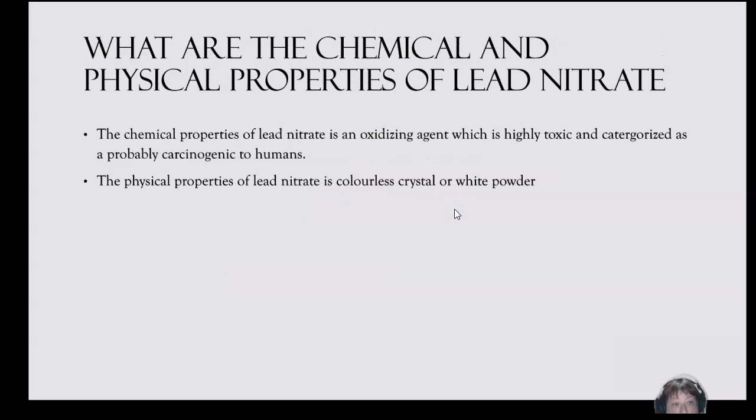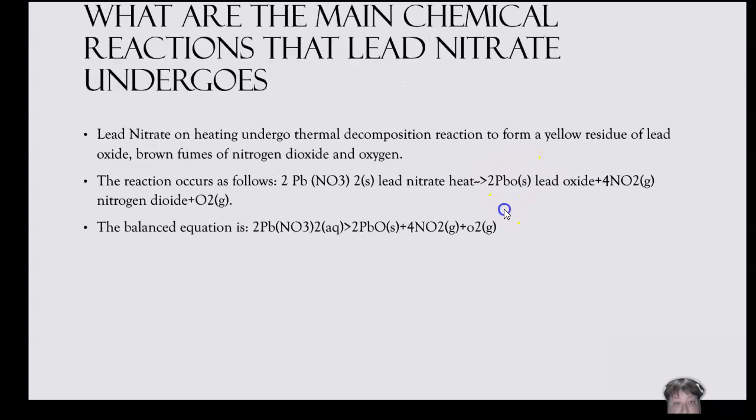What are the chemical and physical properties of lead nitrate? The chemical property of lead nitrate is that it is an oxidizing agent which is highly toxic and categorized as a probable carcinogen to humans. The physical property of lead nitrate is that it is a colorless crystal or white powder.